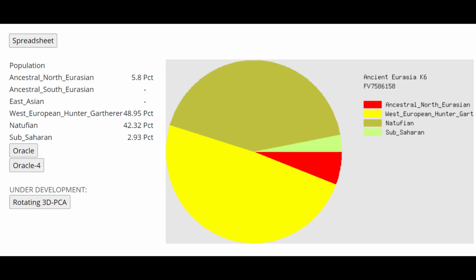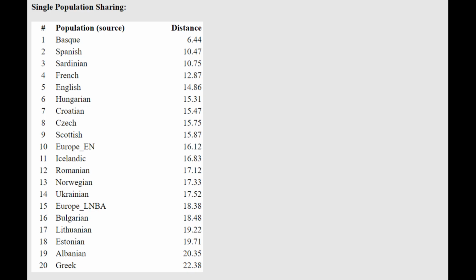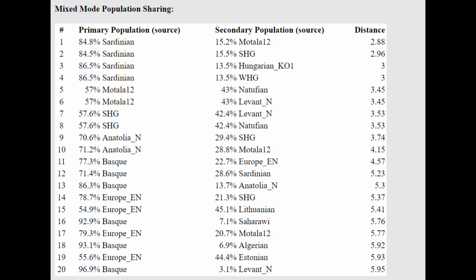This is what he scores with Ancient Eurasia K6. And there is 5.8% ancestral North Eurasian in this result, which is kind of interesting. I mean, it's less than what's typical for like Sardinians, even Sardinians today, but it's still kind of higher than what you would expect the European farmer plus European hunter-gatherer to score. With the Oracle, he's getting more or less a mixture of Sardinian plus Motala or Sardinian plus Scandinavian hunter-gatherer, so a little bit more northern than Sardinians, and that's actually why he's closest to Basques and not to Sardinians with some of these Oracles.